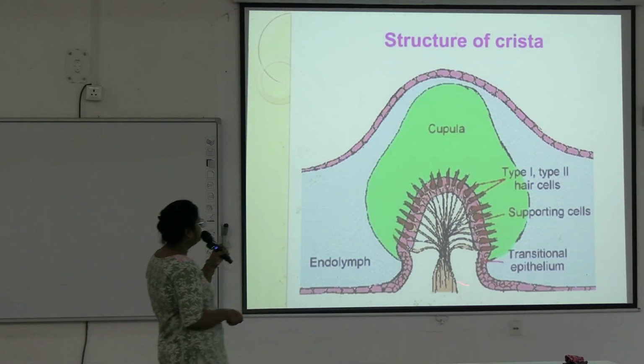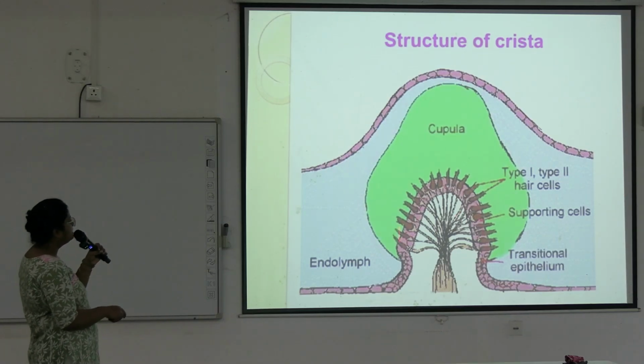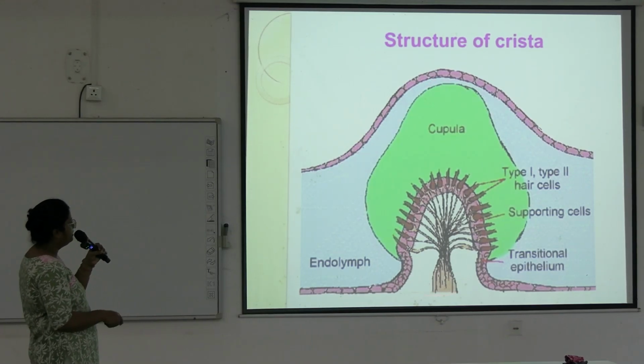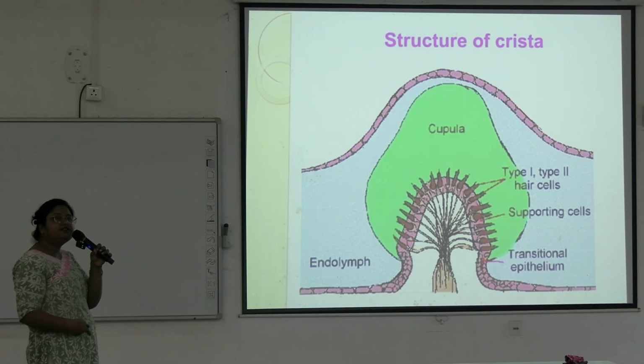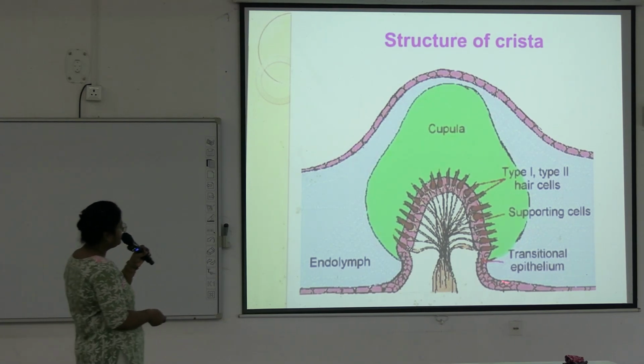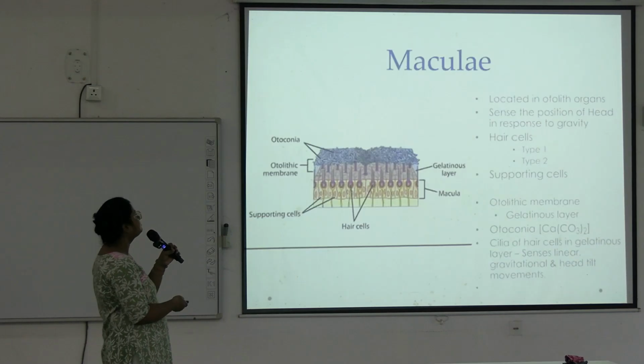See this schematic diagram of the cristae. These are the hair cells and their cilia are embedded within this green colored gelatinous matrix. And okay, this is the sense organ of the ampulla, the cristae. And some supporting cells are there and the cavity is filled with the endolymph.